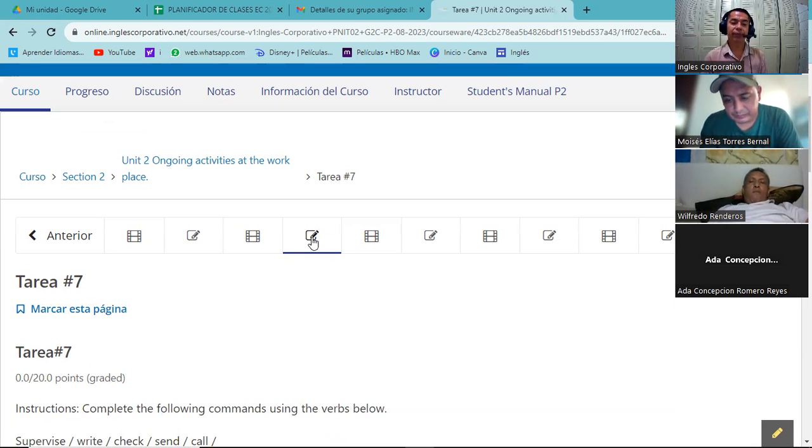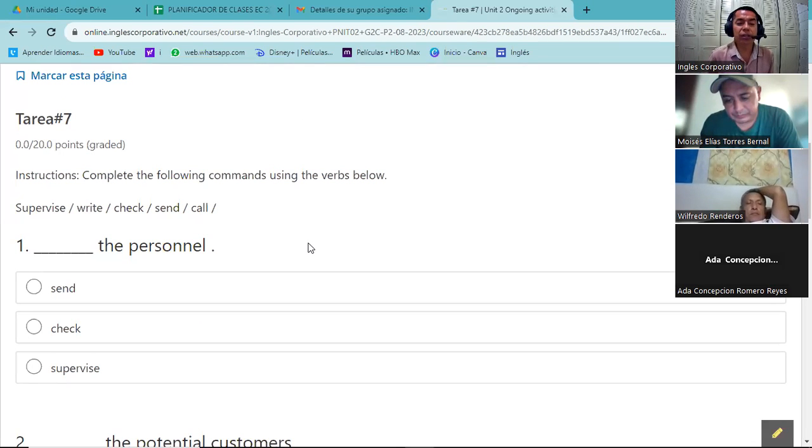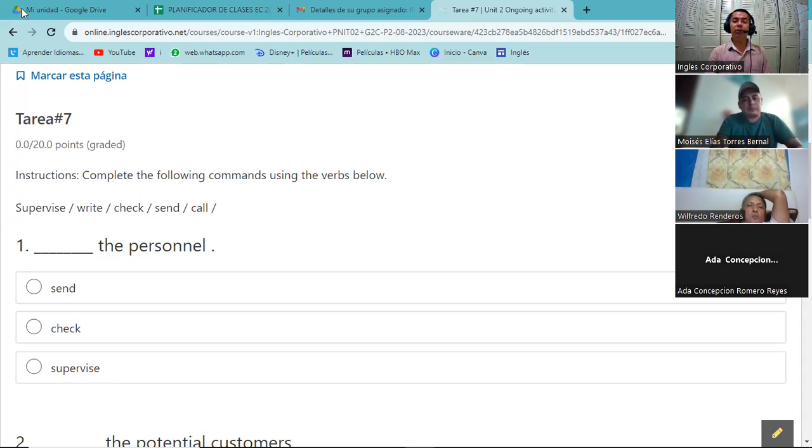Okay, activity number seven. Again, you're going to choose one. We have verbs like supervise, write, check, send, and call. In this case, it's send the personnel, check the personnel, or supervise the personnel. After you do this, you eliminate one, right? For example, you say, teacher, the correct one is write. Okay, so you eliminate write. Or you say, is supervise. You eliminate supervise. Or you say, teacher is send, send the personnel. You eliminate it and continue with supervise, right? Okay, that's the idea. Good.